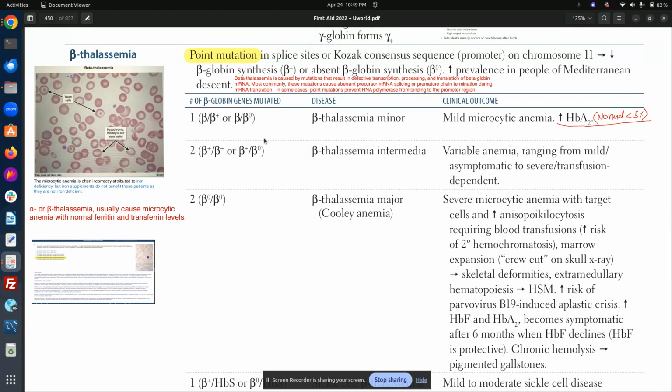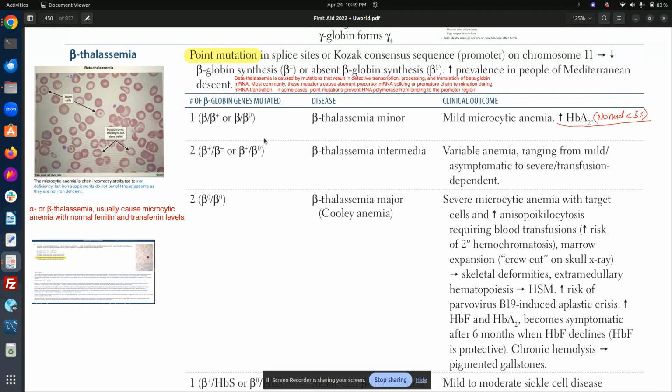the treatment plan. I've already told you that carriers do not usually need treatment. The symptomatic patients in beta thalassemia intermedia and beta thalassemia major usually require blood transfusion. But with continuous blood transfusion, it increases the risk of iron overload. And to counteract that iron overload, we give patients iron chelators like deferoxamine, deferasirox.